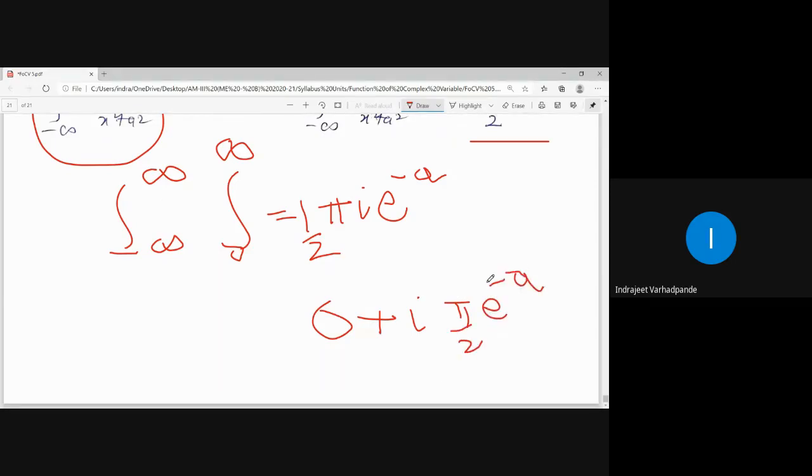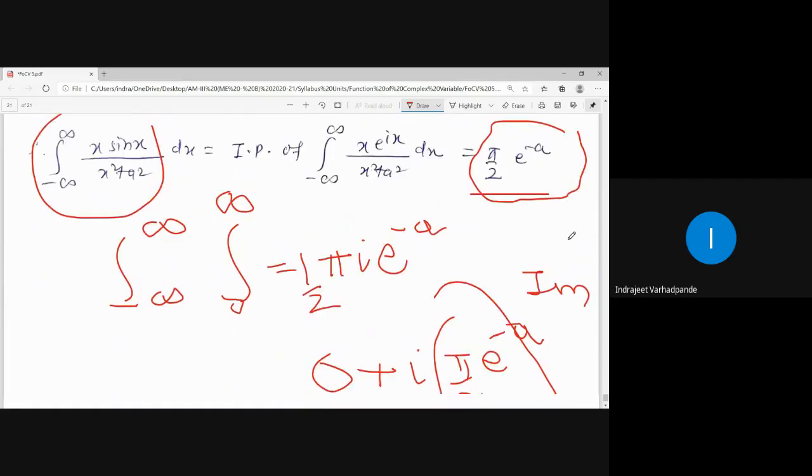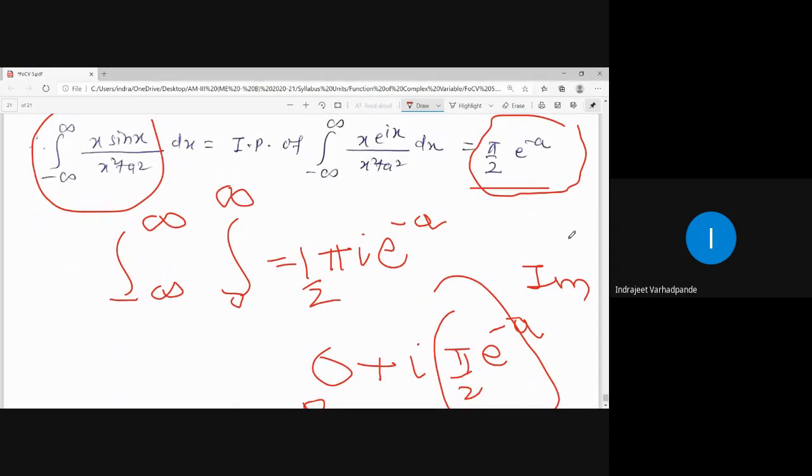What is the real part of this complex number? 0. What is the imaginary part of this complex number? Pi by 2 e to the power minus a. So what is your final answer? Your final answer is pi by 2 e to the power minus a, and that is how we simplify and get the answer. Is the last step clear?